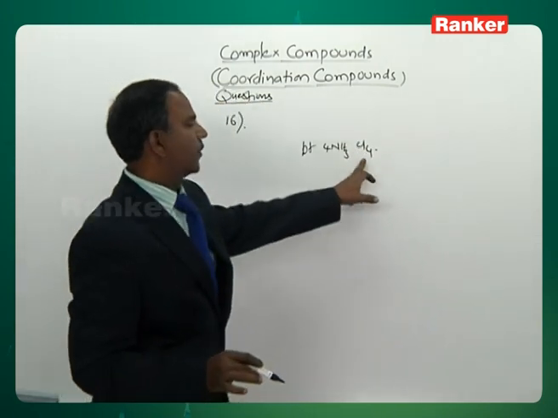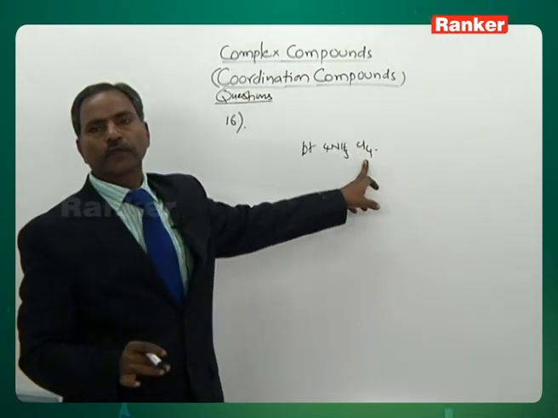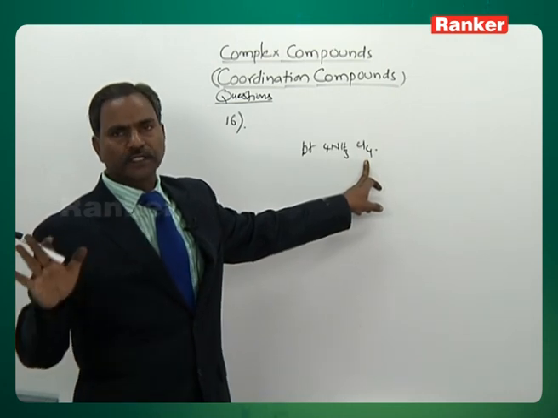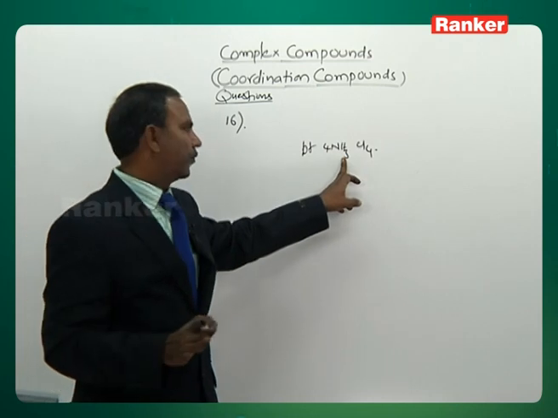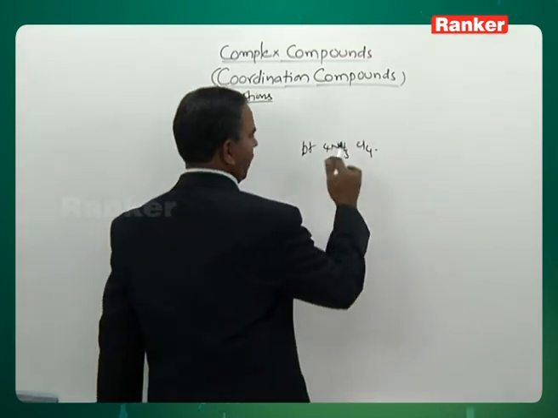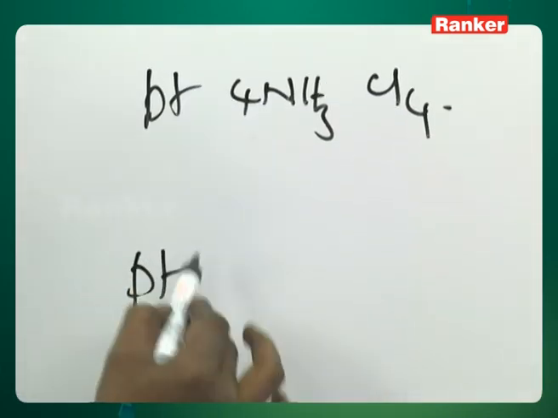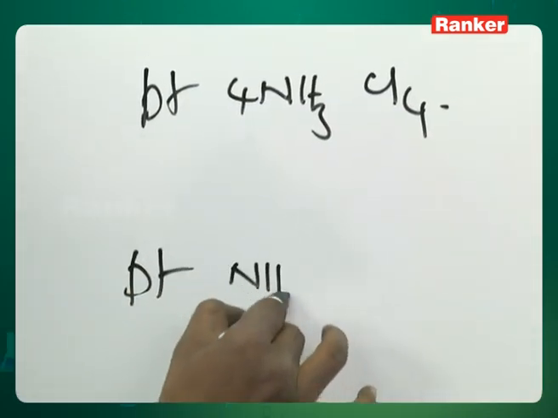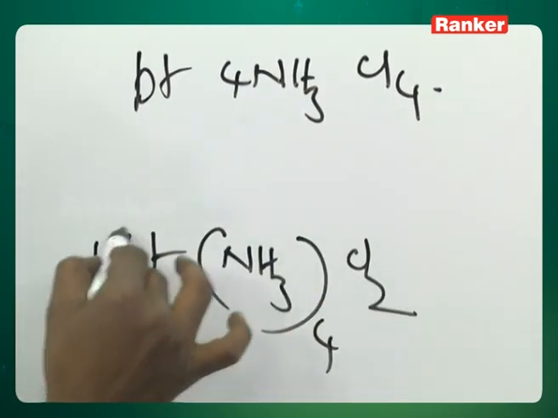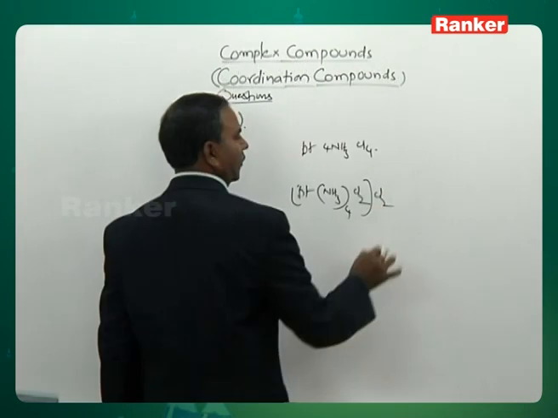But the oxidation number of platinum here is plus 4. Plus 4 means the coordination number of platinum should be 6. How many amines are there? See, 4. How many more do you still require? 2 more ligands are required. Therefore, what do you write? Pt, actual complex formula taken 4 times, Cl2 and Cl2.